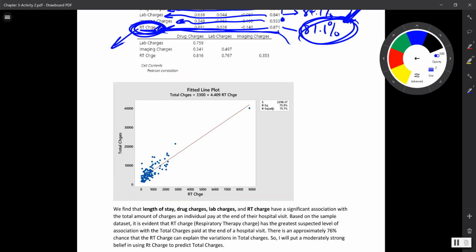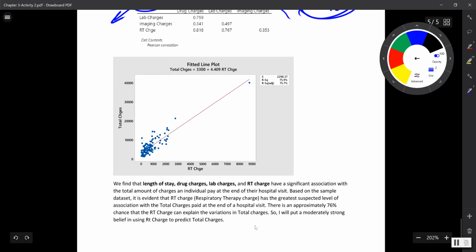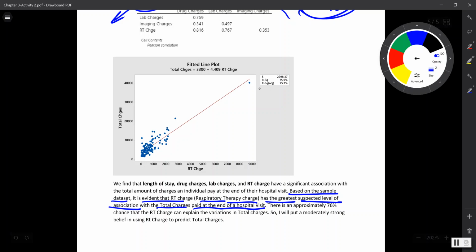So going back to my report, how do I interpret this? Based on the sample data set, it is evident that respiratory therapy charge has the greatest suspected level of association with total charges paid at the end of the hospital visit. If you look at this value right here, that is the value 75.7%, which is approximately 76%.